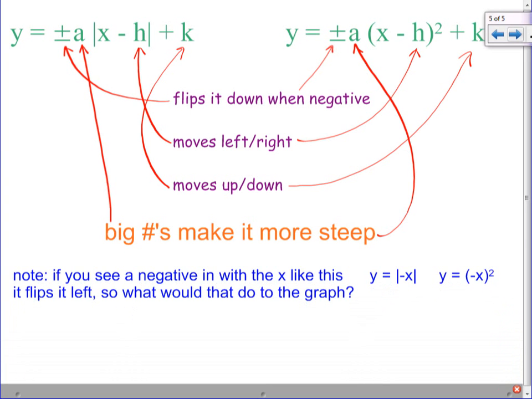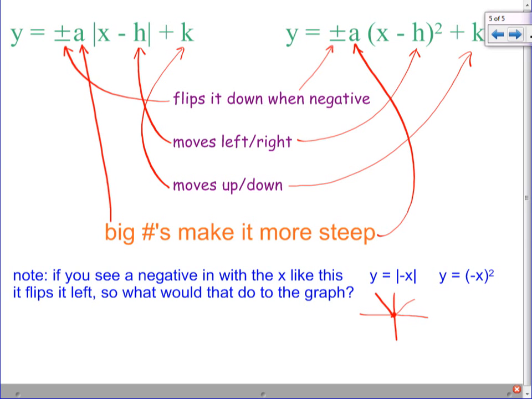Okay, one last thing. When you see a negative sign inside with the x, let's think about what would happen. So when it was outside, it flipped the graph completely upside down, right? So it flipped over the x-axis. When it's inside with the x, it flips it over the y-axis. So what would that look like? It would look exactly the same, wouldn't it, if you flipped it over the y-axis? Sorry, I was saying those letters backwards before.